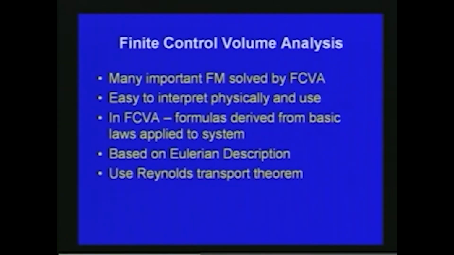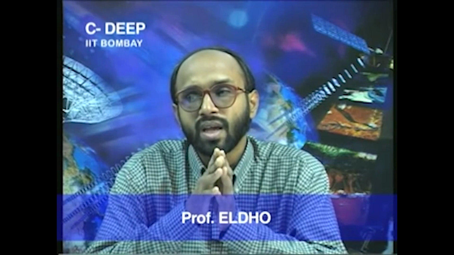So, this we have seen, and now in our analysis we will be using this finite control volume analysis, as we have discussed in the last lecture. This finite control volume analysis is used in many of the theoretical developments in fluid mechanics, including this dynamics of fluid flow. The advantages are that it is very easy to interpret physically and use, and the basic laws can be applied to the system. As we have seen, fluid flow can be described either by the Lagrangian description or the Eulerian description, but in this finite control volume analysis we will be using the Eulerian description, and the basic development is based upon the Reynolds transport theorem, which we discussed in the fundamental aspects of fluid mechanics in the earlier lectures.